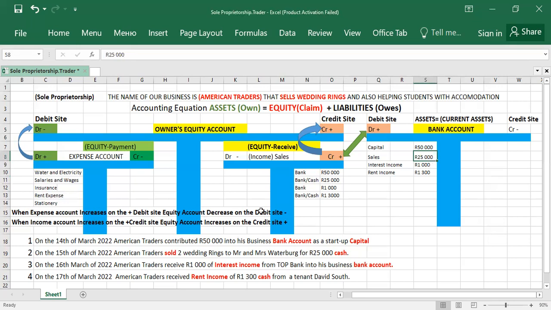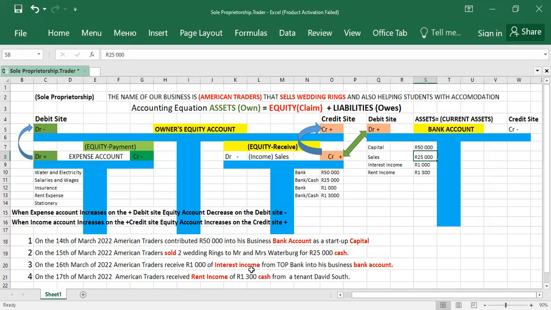Now, let us go and record the third question. The third question says, on the 16th of March 2022, American Traders received 1,000 rand of interest income from Top Bank into his business bank account.